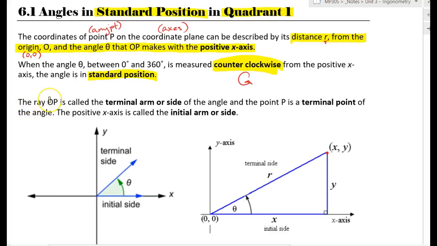The line that actually goes from the origin to the point is called a ray because it's got an arrow. It's extending forever potentially in that direction. This is called the terminal arm. Sometimes we'll see the word side, but I'm going to call it the arm. The terminal point is that point P. The positive x-axis is called the initial arm. We don't discuss this one in huge depth, but it's important to remember that the positive x-axis is where we always start from.